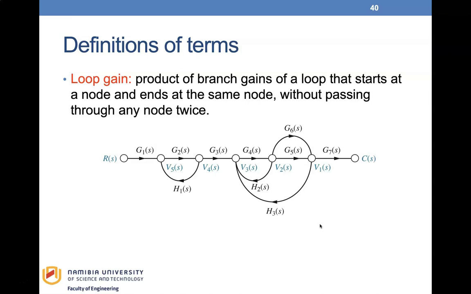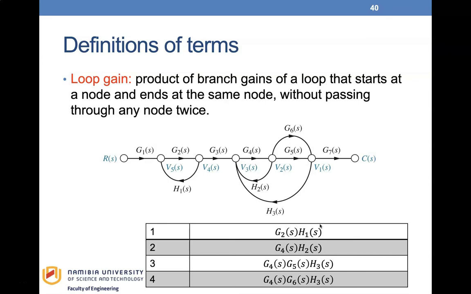In this example, there are 4 loop gains. The first one is G2(s)H1(s). The second one is G4(s)H2(s). The third is G4(s)G5(s)H3(s). And the last one is G4(s)G6(s)H3(s).